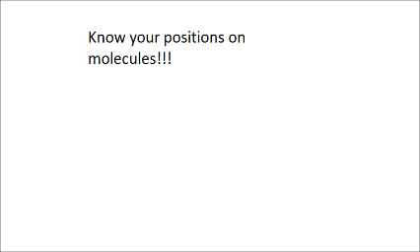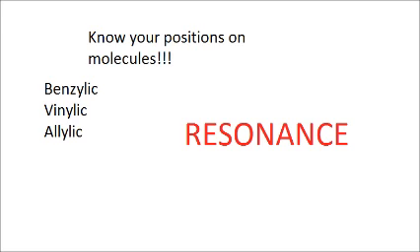Okay, you need to know what your positions are on different molecules. Benzylic, phenylic, allylic. I'm not going to go through that because you can look that up on your own. Resonance is huge here. These positions display resonance and make those positions on those molecules stable, and they make your radicals and carbocations move around.